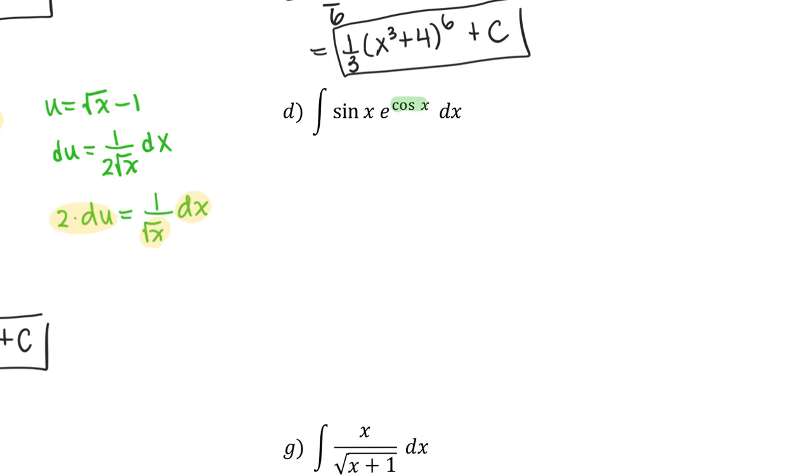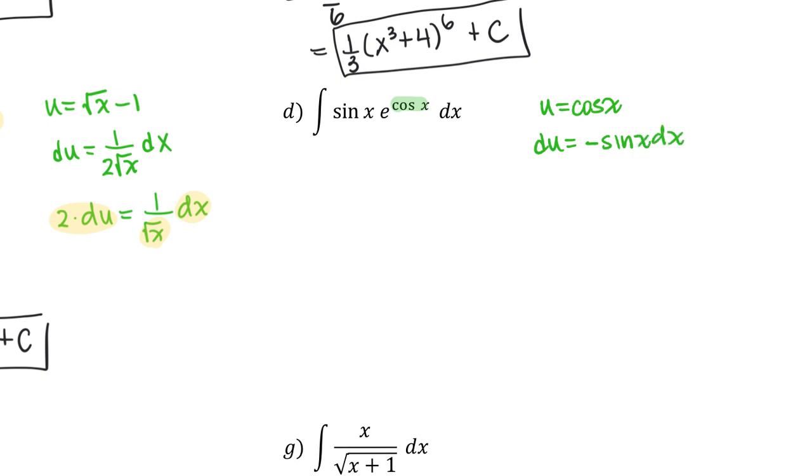Just because I'm thinking in my head, if I did e to the cosine x and I took the derivative, the derivative of cosine has to do with sine. So that's probably where it came from. Now, if I guess wrong, I'm going to find out because I'm not going to be able to do the antiderivative. So du is negative sine x dx.